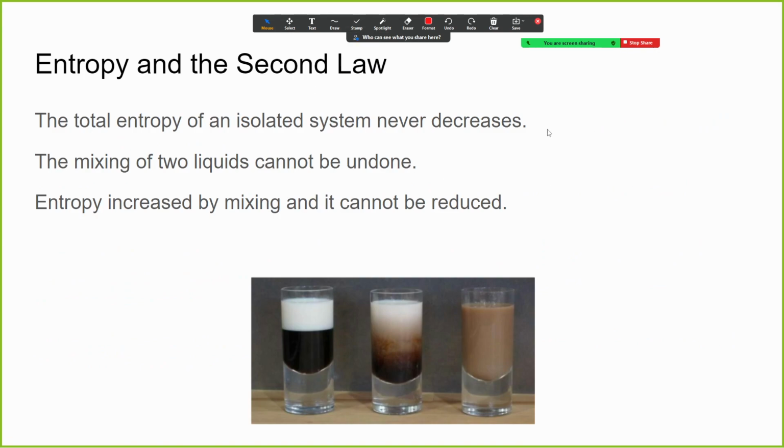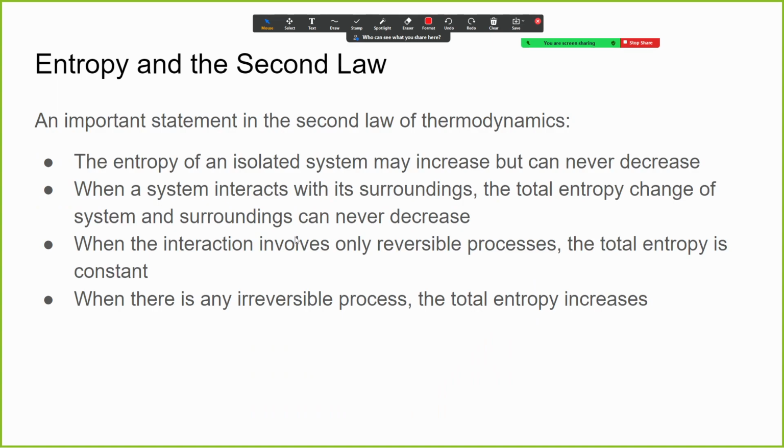So, the total entropy of an isolated system never decreases. You may have heard, oh, second law of thermodynamics, entropy is always increasing, or chaos is always increasing, disorder is always increasing. If you have two liquids, like let's say you're putting milk in your coffee, entropy is increased by mixing and it cannot be reduced. You cannot undo the mixing of two liquids. And so mixing them together is increasing the entropy or disorder of the universe.